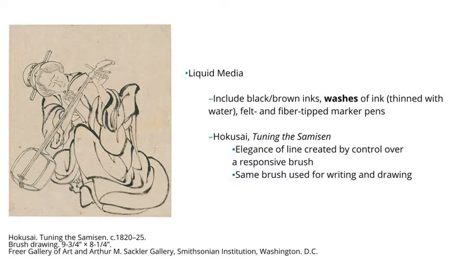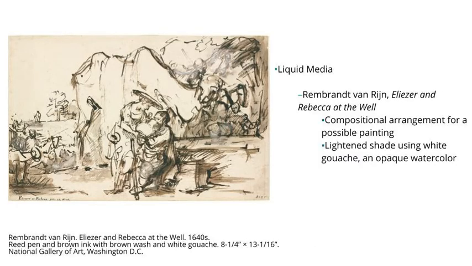So that is an example of liquid media. And then also here's another example. This is Eliza and Rebecca at the Well by Rembrandt van Rijn, or a lot of people just call him Rembrandt. And this is a compositional arrangement for a possible painting. We don't know because we haven't seen the painting itself, but it looks like it could be a preliminary sketch for a potential painting. But some things to note about this example are that there's light and shade using white gouache, which is a sort of opaque watercolor.